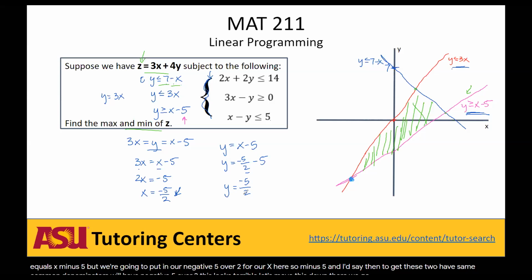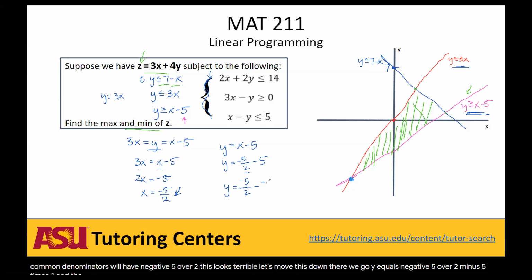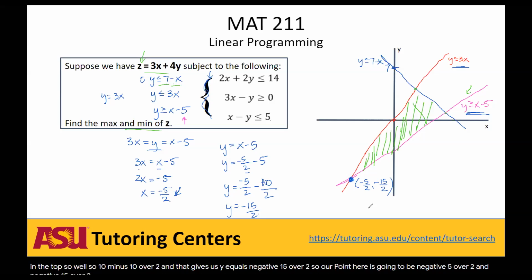Y equals negative 5 over 2 minus 5 times 2 on the top, so 10 minus 10 over 2. And that gives us y equals negative 15 over 2. So our point here is going to be negative 5 over 2 and negative 15 over 2. Okay? So we're going to do the same thing for both of these intersections too.